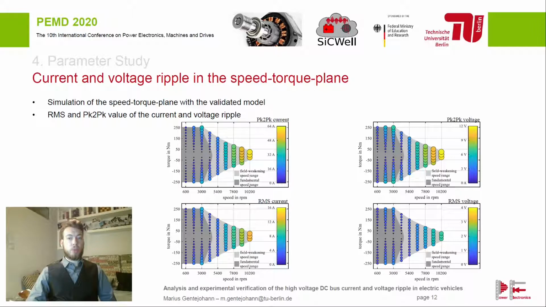Comparing the peak-to-peak value, shown in the upper plots, with the RMS value given in the bottom plots, we see a similar behavior regarding the impact of torque and speed. A similar behavior is also found comparing the current, the plots on the left, and the voltage ripple, the plots on the right. Exemplarily, the RMS value of the current ripple is analyzed in the following.